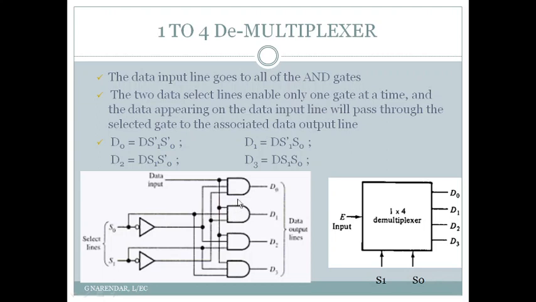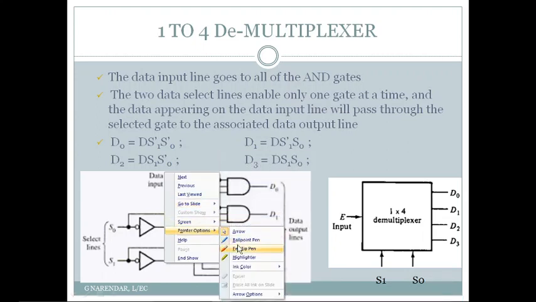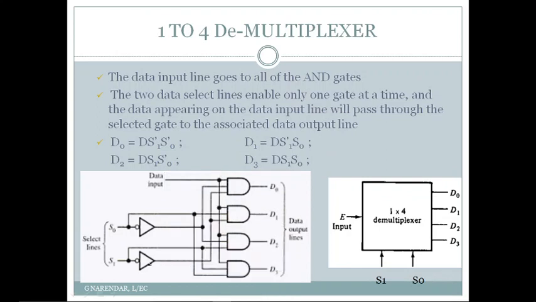Here I can see that some of the outputs require the selection inputs to be present in complemented form. Since my selection inputs are available in original form, I use two NOT gates to obtain the complemented form of the selection inputs S1 and S0. So here you can see that S1 is applied to one NOT gate to obtain S1 bar, and S0 is also applied to one more NOT gate to obtain S0 bar.